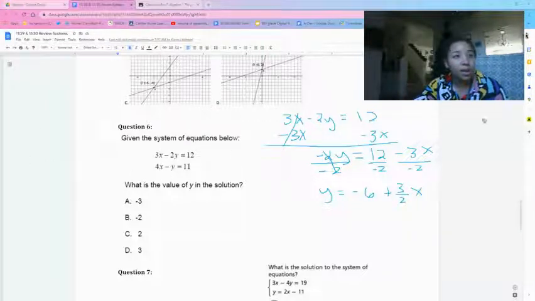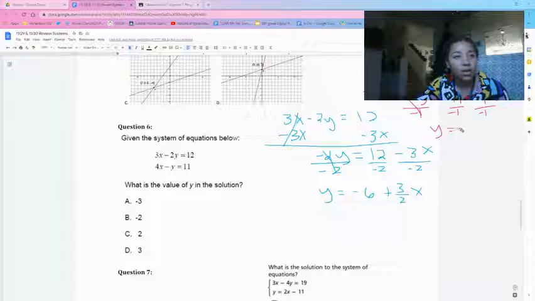I'm going to do it in pink. And that's going to be 4x minus y equals 11. Let's subtract 4x from both sides. Then we have -y equals 11 minus 4x. We're going to divide each term by -1. y equals -11 plus 4x.